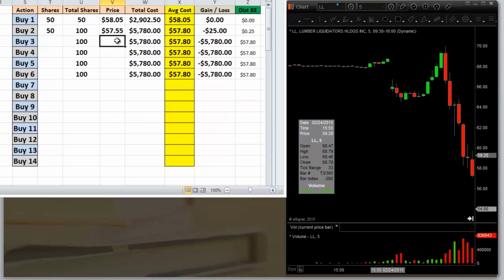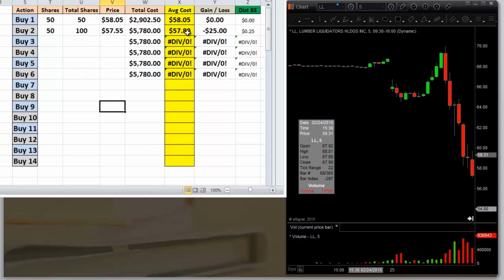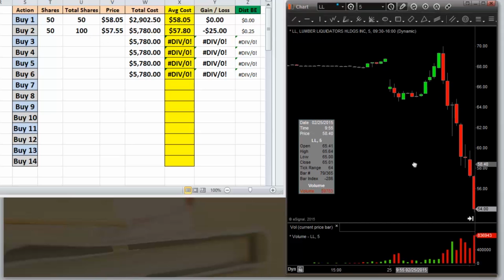Now, if it drops another 50 cents, that'll put it at 57.05. And it does indeed hit 57.05. Again, it goes as low as, or actually I take that back, I'm sorry. It goes as low as 57.10. So this order here would not be filled. So right there, that's where it would currently be sitting. You would be at 57.80 right now with 100 total shares. Let's see what happens with that next candle.